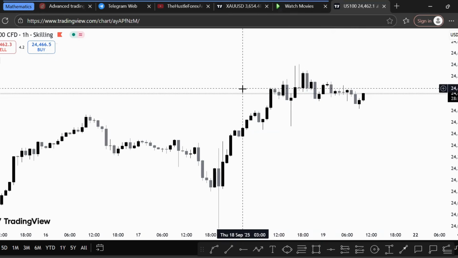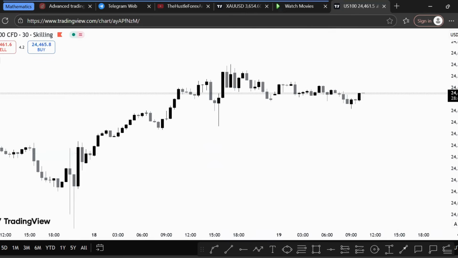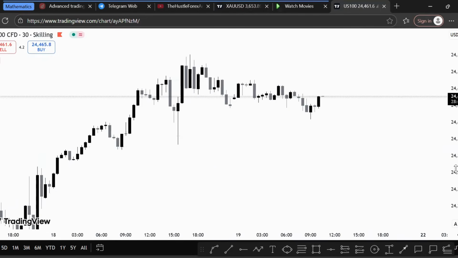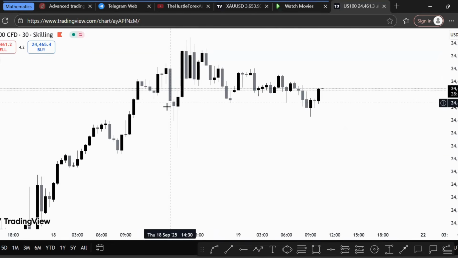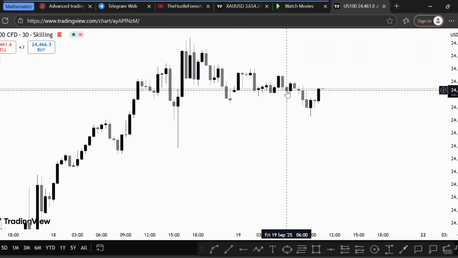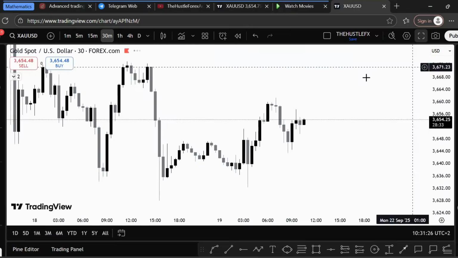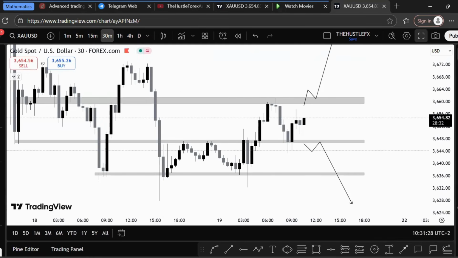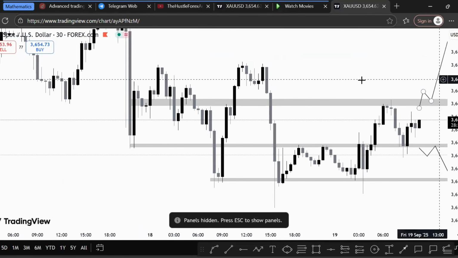So as you can see, we have that, and then you can move to the M30, because we're not really getting many levels to make our support and resistance, right? So yeah, this one is a bit choppy. I want to get a clear direction, right? Let's analyze and trade gold.